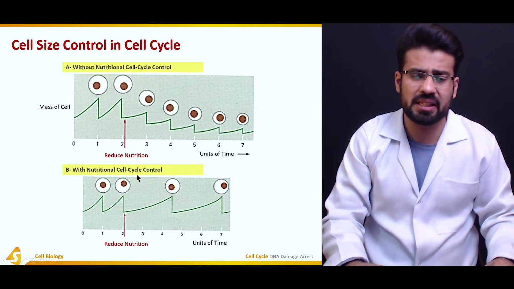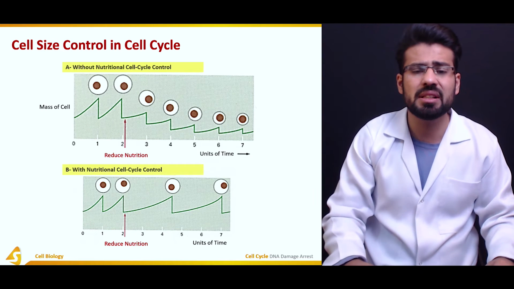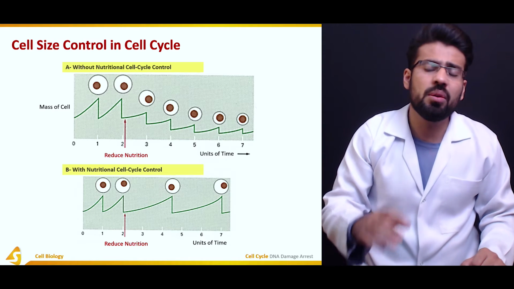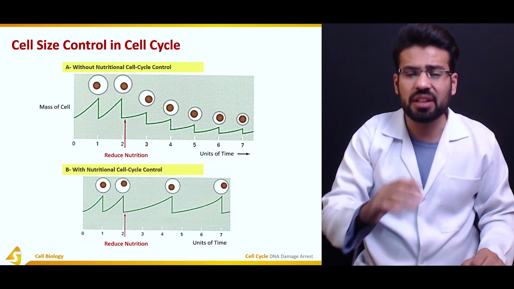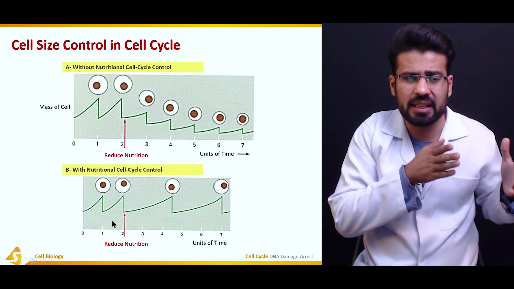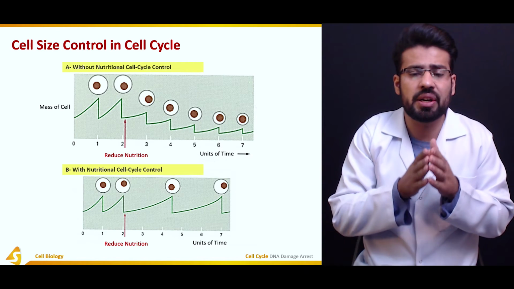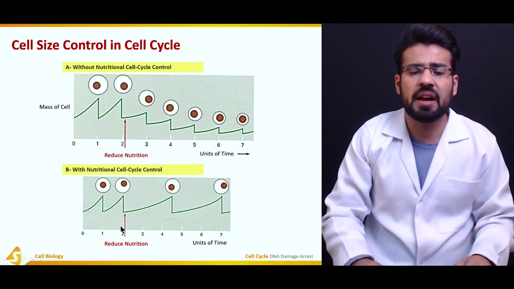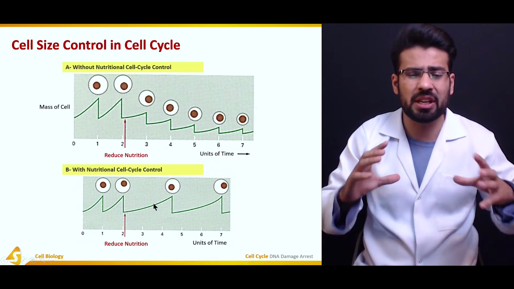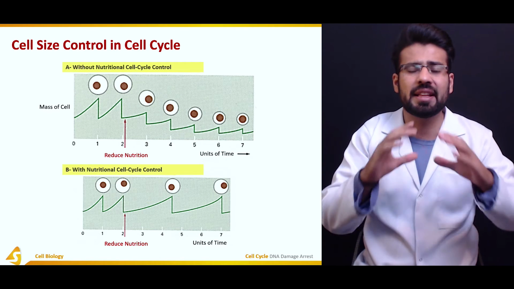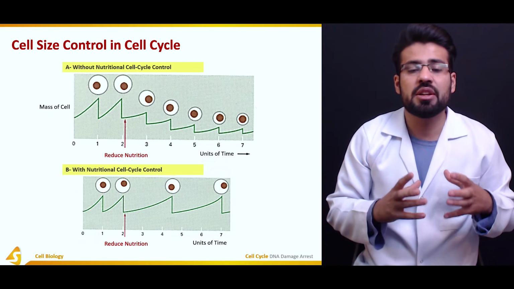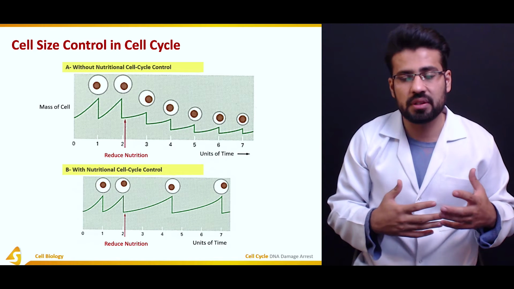But in the more evolved cells, they have a nutritional cell cycle control. When there is a reduction in the nutrition, as shown here, the whole cell cycle time is increased, as you can see. This lapse in time is taken by the cell to accumulate all the required nutrients to attain the same physiology and the same size as that of the parent cell, so that there are no variations in the composition.